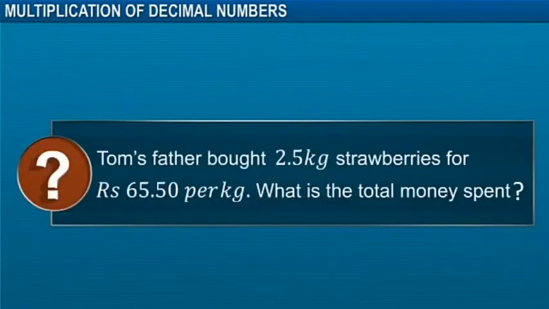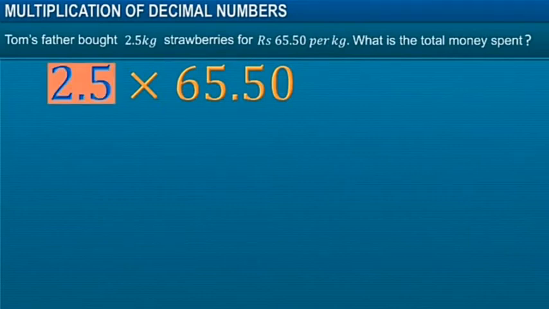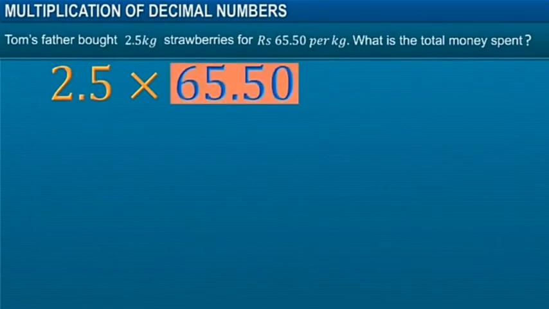Next question. Tom's father bought 2.5 kg strawberries for rupees 65 and 50 paise per kg. What is the total money spent? To find the total money spent to buy the strawberries, we have to multiply the quantity of strawberries, which is 2.5 kgs, with the price per kg, which is 65 rupees and 50 paise.